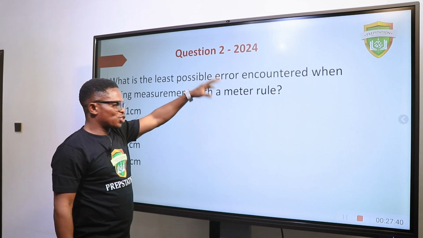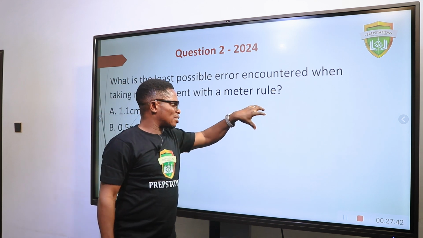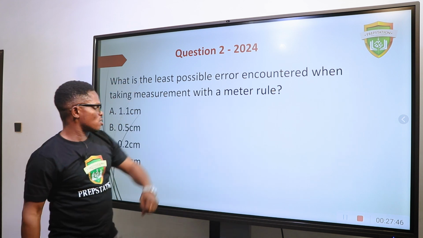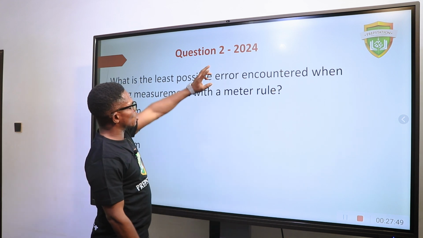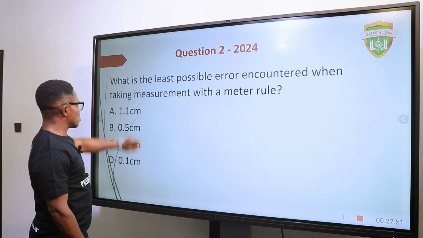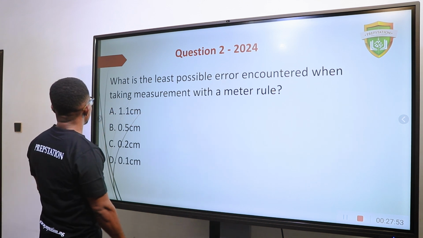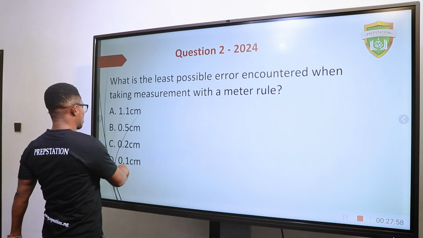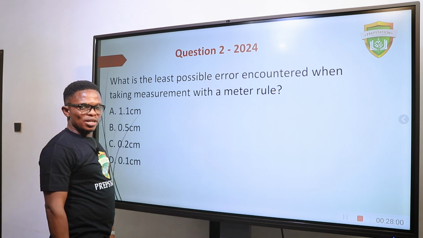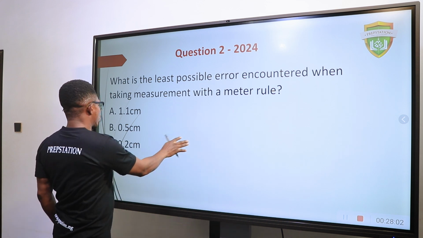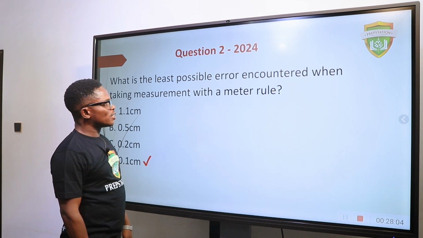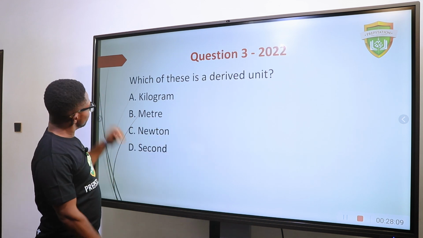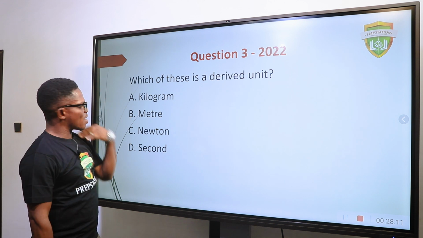Now, what is the least possible error encountered when taking measurement with a meter rule? I told you, each of these instruments has that plus or minus sign, it means you are either adding or subtracting while measuring. So the least possible error encountered when taking measurement with a meter rule is what? From what I displayed before, that should be 0.1 centimeter. It's a very simple question.